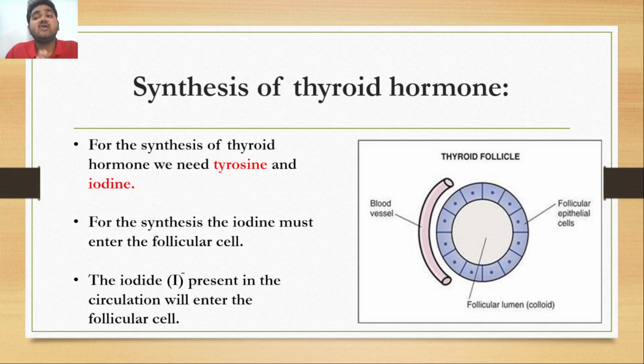Now the iodine present is not present in the form of iodine directly. It is present in the form of iodide. And this iodide has a charge, and that charge is negative. So the iodide present in the circulation will enter into the follicular cell. Now let us understand this particular process in detail.